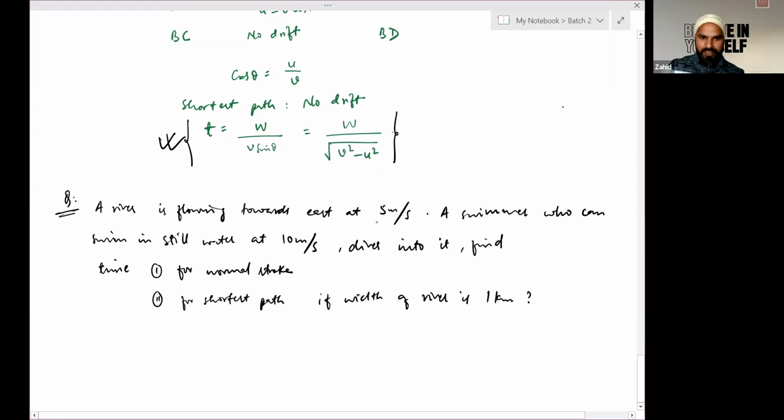So in this part, we have 5 meter per second, that is the velocity of the river. So u is equal to plus 5 meter per second. And the velocity of the swimmer in still water is 10 meter per second, which is v. Width of the river, w, is equal to 1 kilometer. So in terms of meter, it will be 1000 meter. So we have the formula. Just put all this down and try to simplify it.